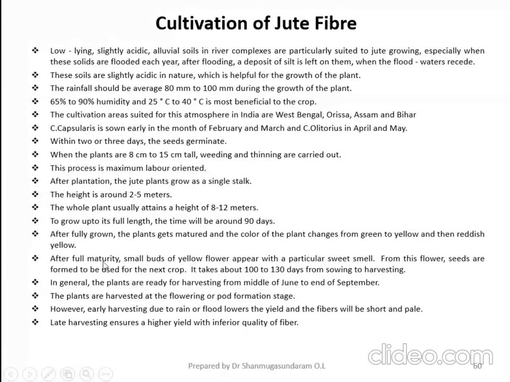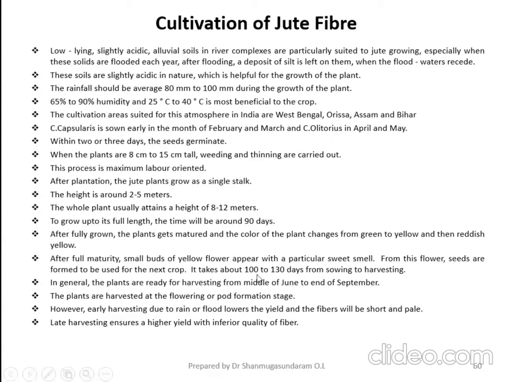So after full maturity, small buds of yellow flower appear with a particular sweet smell. So this also indicates the fiber attains its full maturity. A small bud of yellow flower will appear and you will get a sweet smell coming out from the flower. Again it shows the jute fiber attains its maturity. From this flower, seeds are formed to be used for the next crop.